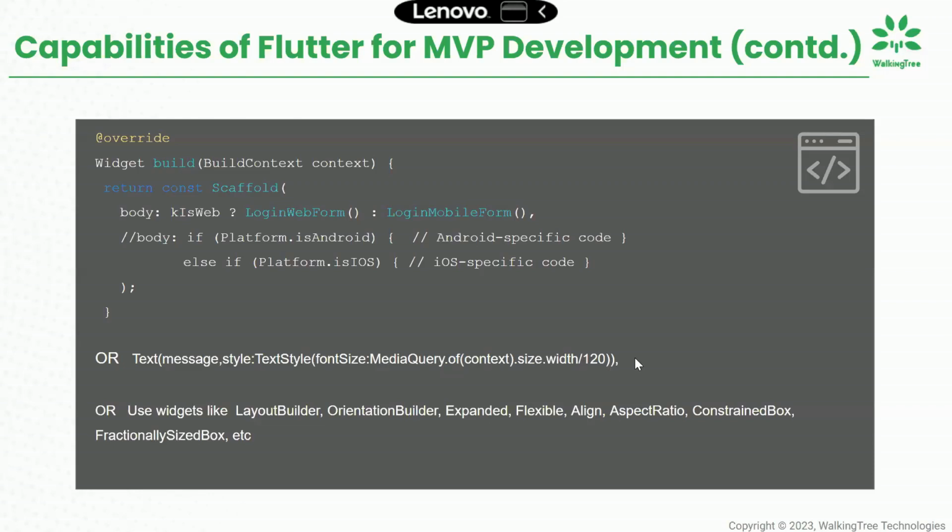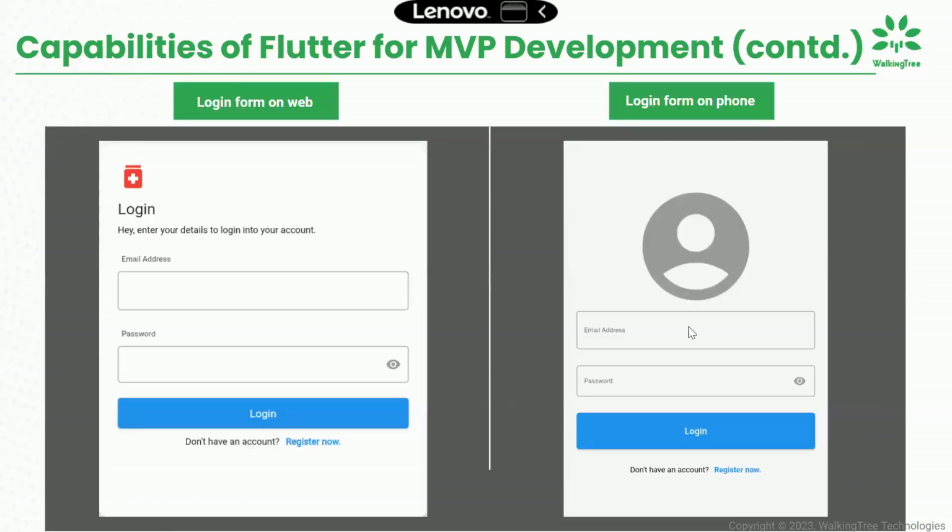Flutter also comes with different widgets which are specially meant for responsive design. The layout builder, the orientation builder, expanded, and all these widgets, we can use them for responsiveness. Orientation builder, especially for when the device orientation changes. So lots of good features are there in Flutter, which can help us create responsive applications if our MVP is targeting users of multiple different platforms.